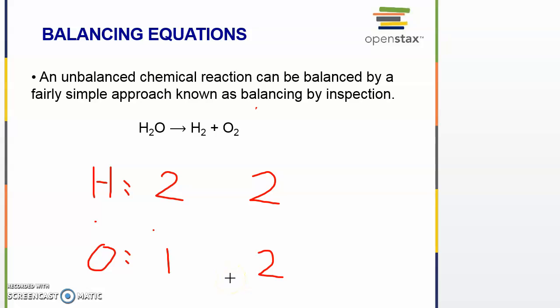So you may say, can I balance it like this? Because I have too many oxygens on the right, can I just do it like this? How about H2O, with H2, plus, because I have too many oxygens, can I do this? Can I just say plus O?